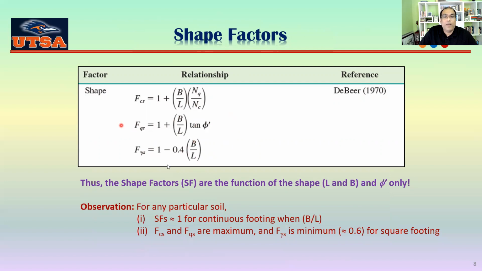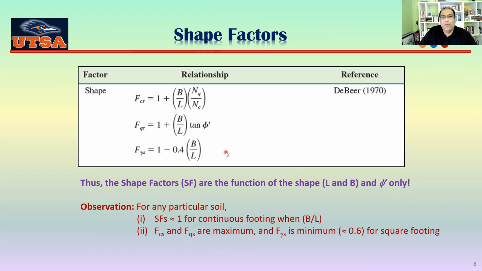So your shape factors are a function of your B/L as well as your phi. Now you can also observe here that for a square foundation, your B/L is equal to 1. So in that situation, for any particular soil which has a specific phi, your FCS and FQS would be maximum for a square foundation, and N gamma S would be minimum for a square foundation.